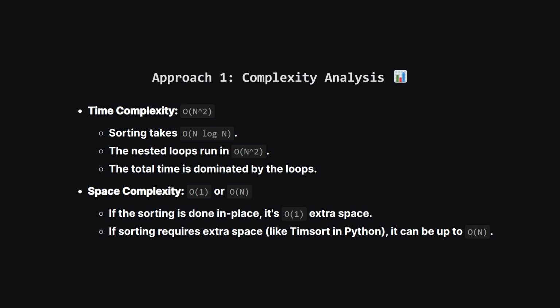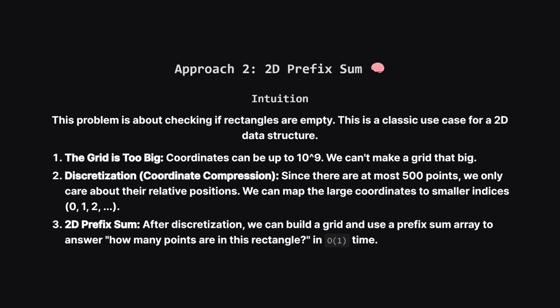Alright, let's explore a more advanced technique. Whenever a problem asks you to count things inside rectangles, a powerful tool to consider is a 2D prefix sum. The main challenge here is that the coordinates can be huge, up to 1 billion. We can't create a billion by billion grid. So the first step is a trick called discretization, or coordinate compression.